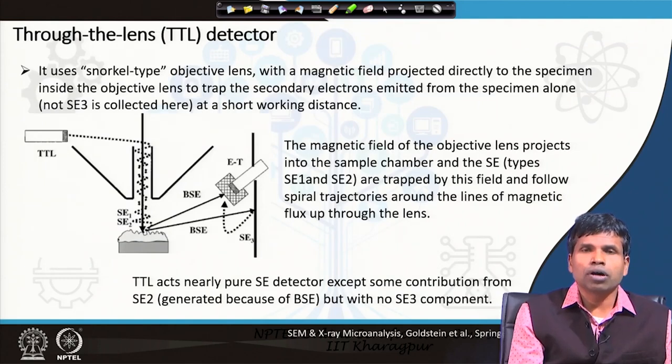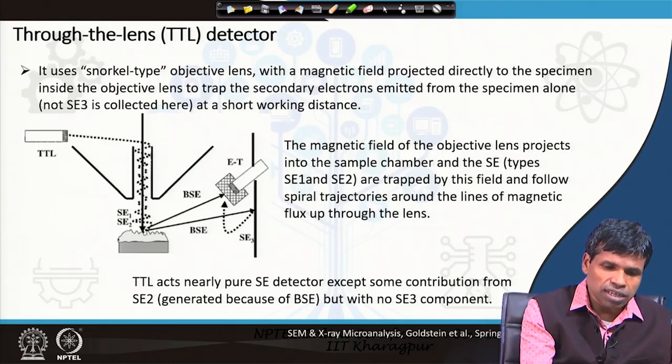Then we have another type of detector called the through the lens detector. It is normally operated with a semi-lens or snorkel type objective lens. If you remember, we have discussed three different types of objective lens: out of lens, in lens, and semi-lens. Semi-lens is nothing but the snorkel type objective lens, where the sample is placed almost inside the objective lens, so we can have a much smaller working distance, and thus a much higher resolution image.